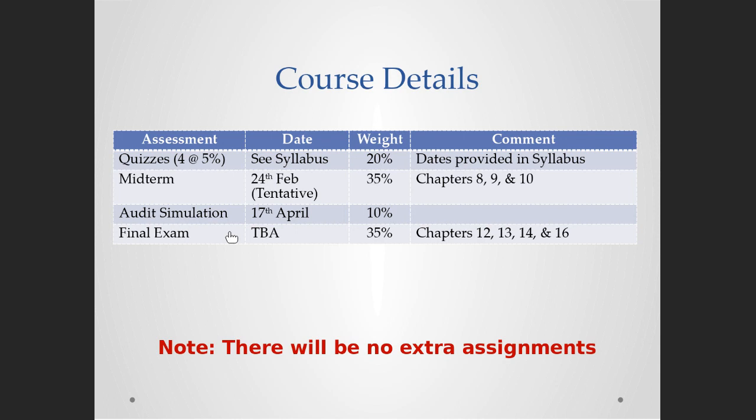I have emails coming from students, past former students, who are benefiting from the audit simulations that they have completed in our classes. The last is the final exam, which the date will be announced by the university. It's 35% of the grade, and it involves chapters 12, 13, 14, and 16. We will study one chapter more than what you see on the slide, that is chapter 11. It is not included in the midterm, neither is it included in the final. It's going to be tested in the quiz as well as the audit simulation, okay?